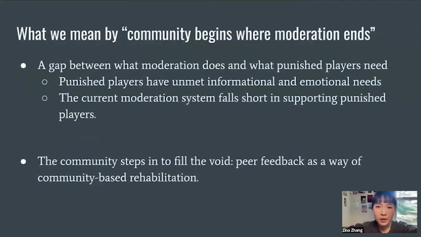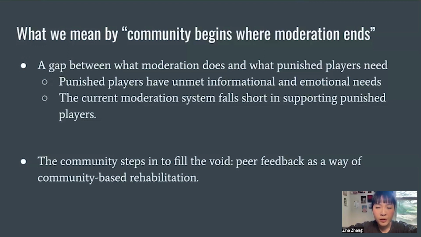To summarize, we would like to return to our paper title, by which we mean that when moderation stops at issuing penalties to players, oftentimes players rely on their community for support. Our work contributes to the moderation literature by pointing out the gap between what the moderation system does and what punished players need. It turns out that punished players have unmet informational and emotional needs. For example, they may seek more information about punishment, and sometimes they perceive unfairness and seek emotional support. But the moderation system falls short in supporting these punished players.